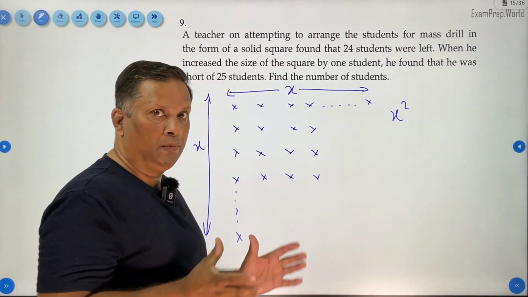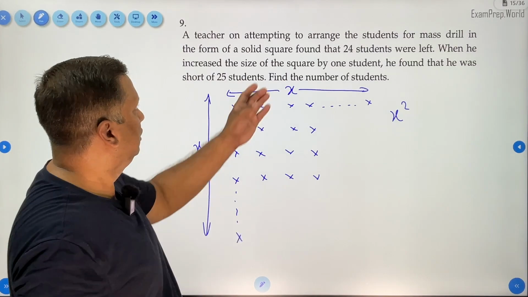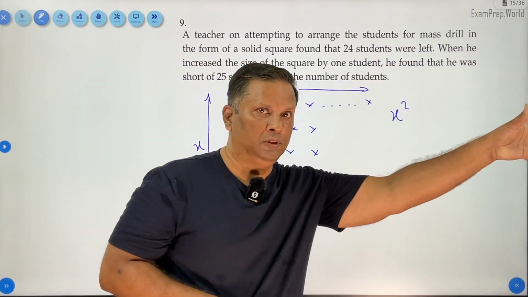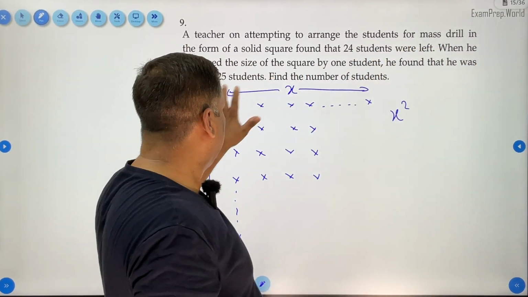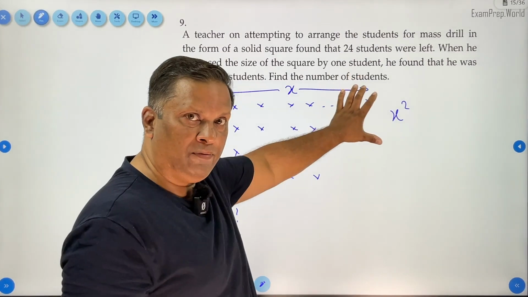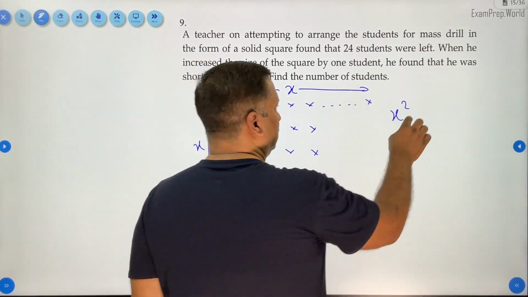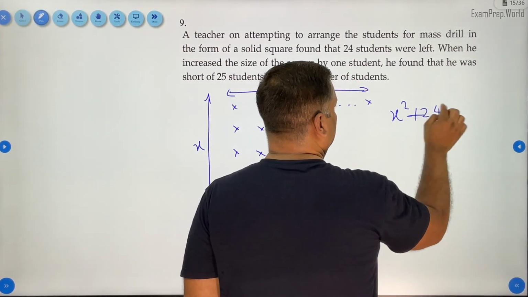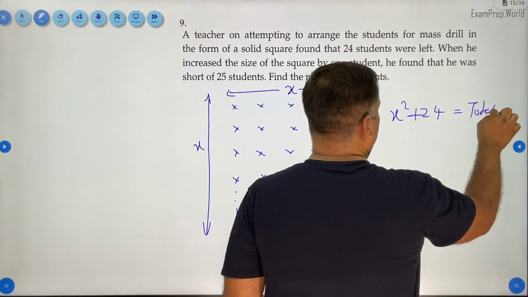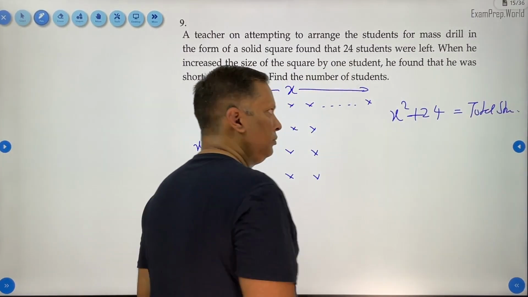But out of the total number of students, 24 students were left outside. So the total number of students is x square plus whatever was left outside, which was 24. So this is 24 students. This is the total students. Okay, understood?